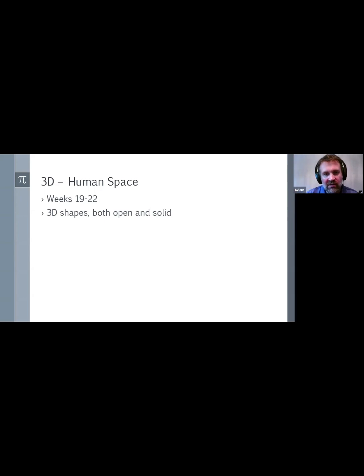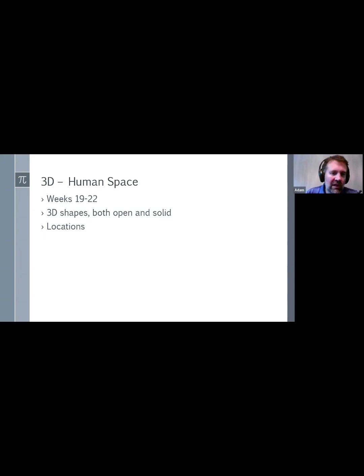And solid shapes are more like a sphere or a cube, some kind of shape that's closed and has volume. So this is what I'm talking about here when it comes to open and solid.